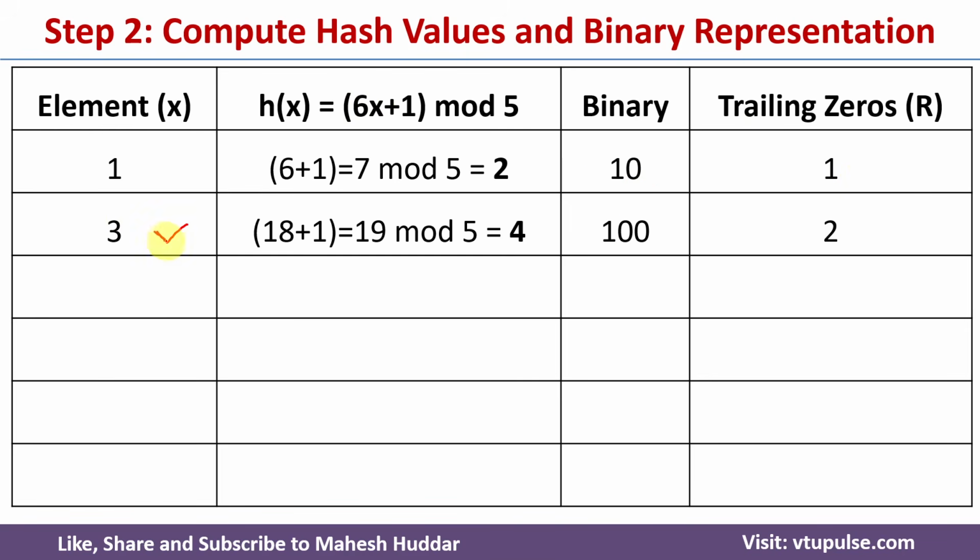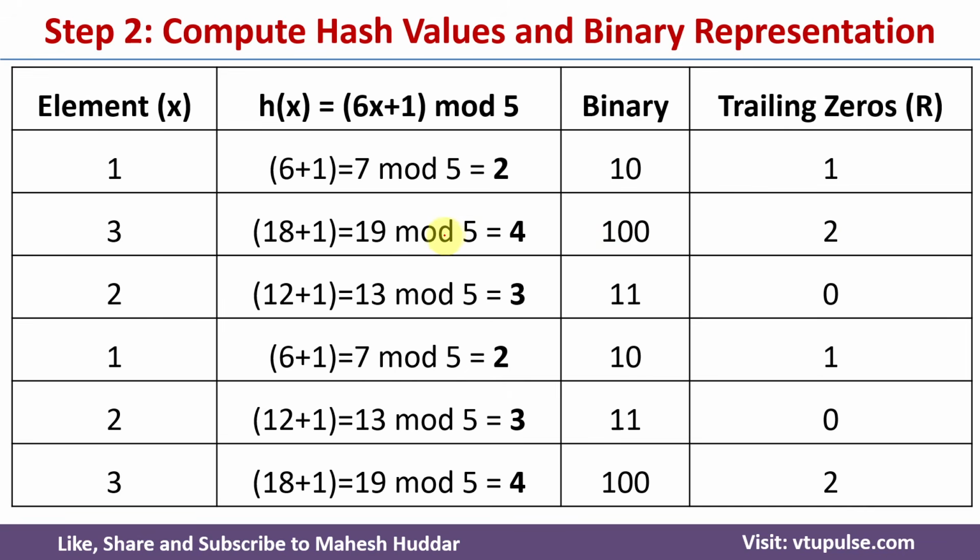Next, I will consider the next element, that is 3. 3 into 6 is 18. 18 plus 1 is equal to 19. 19 mod 5 is equal to 4. And this 4's binary representation is 100. And here we are getting 2 trailing zeros. Similarly, we need to find the trailing zeros for all the elements.